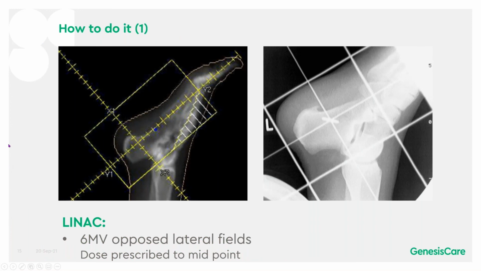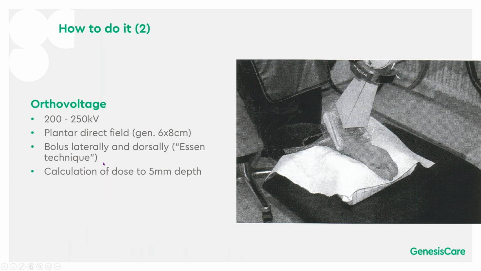So how do we do it? Well, using a LINAC. On the left is one of my patients. You can see you include the whole calcaneus and the plantar fascia. It's fairly similar to what was treated on the trials. I use 6 MV opposed lateral fields, dose prescribed to the midpoint. If you're doing it with orthovoltage, 200 to 250 kV, it's a direct field, plantar direct field, generally around 6 to 8 centimeters, but that can be modified. And you put some bolus laterally and dorsally using what's called the Essen technique. And you calculate the dose to 5 millimeter depth.